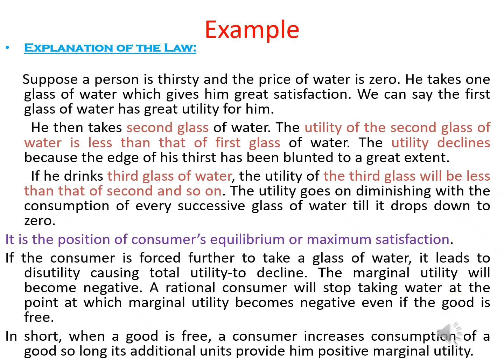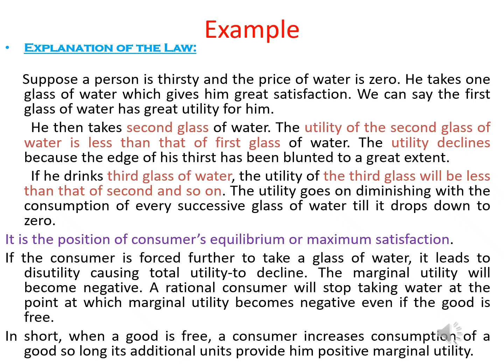This point is known as the point of satiety or the point of consumer's equilibrium. At this stage, the consumer has achieved maximum satisfaction. The thirst has been completely satisfied. Any additional consumption provides no extra satisfaction.